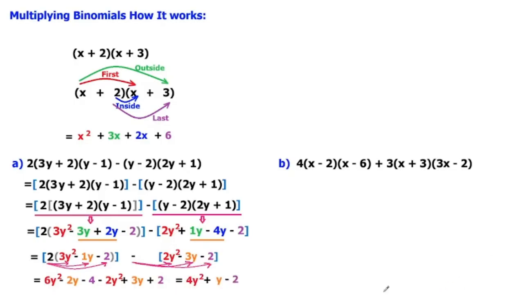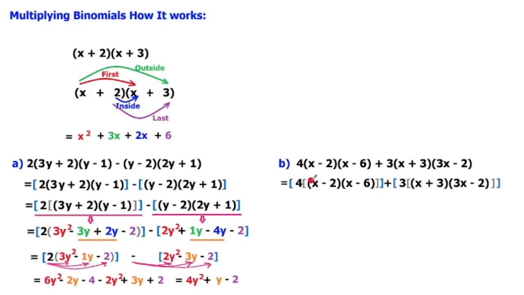So now we can combine our like terms, which are these orange ones and these red ones. We combine everything that's like, and then also we can add the whole numbers together, the integers. So 6y squared minus 2y squared gives us 4y squared. Minus 2y plus 3y gives us positive y. And minus 4 plus 2 gives us minus 2. Now let's move to the next one.